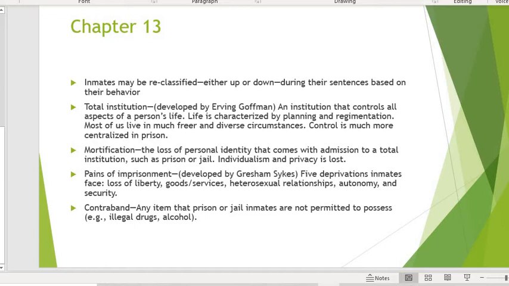Now, a couple of important terms come out of sociology, from folks who have studied prisons and what they call total institutions. One of the leading researchers and theorists in sociology in the modern era would be Erving Goffman, and he spent a lot of time in institutions, especially mental health institutions. What he means by a total institution is an institution that controls all aspects of a person's life. Life is characterized by planning and regimentation. And most of us live much freer in diverse circumstances.